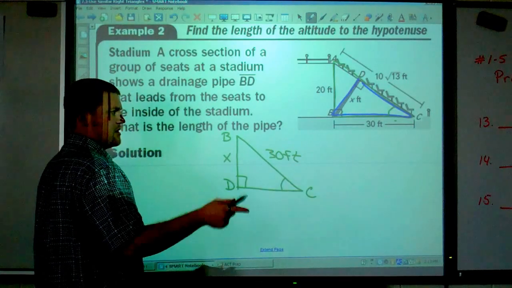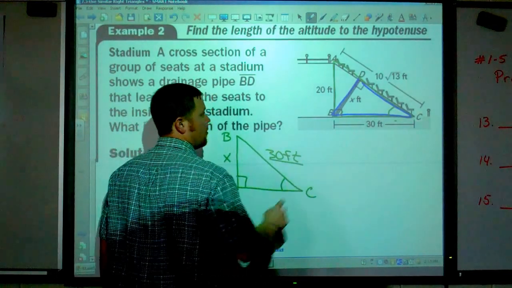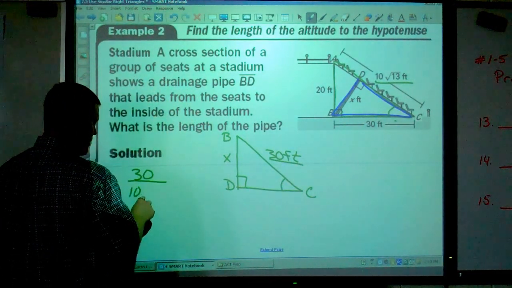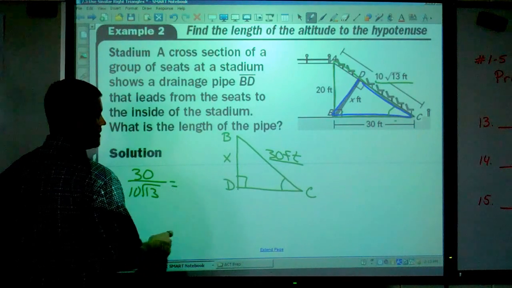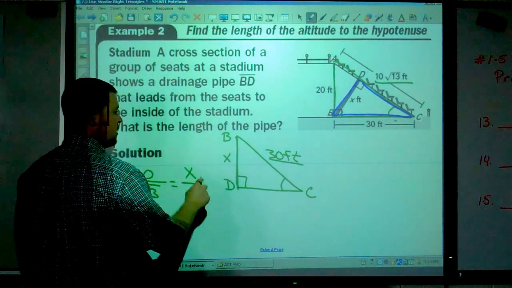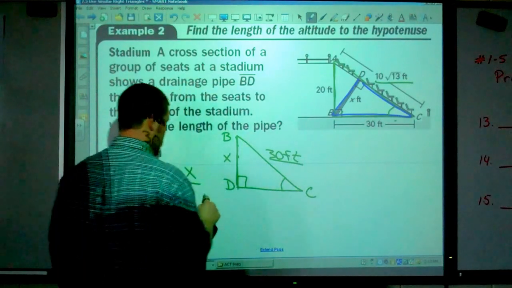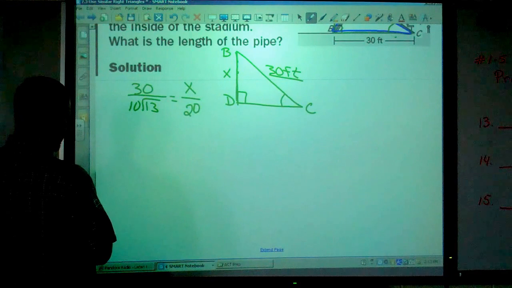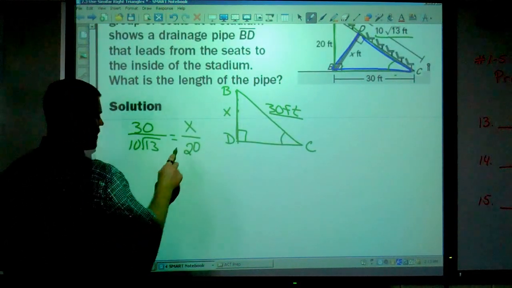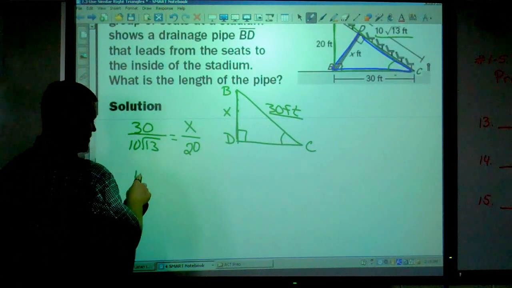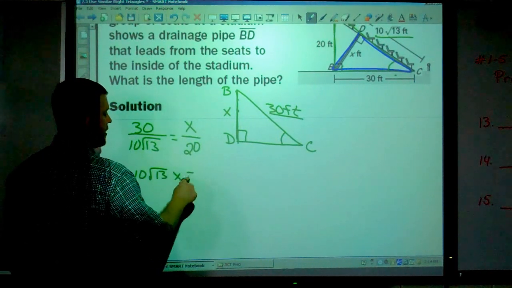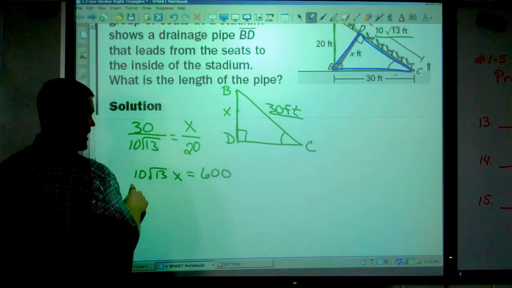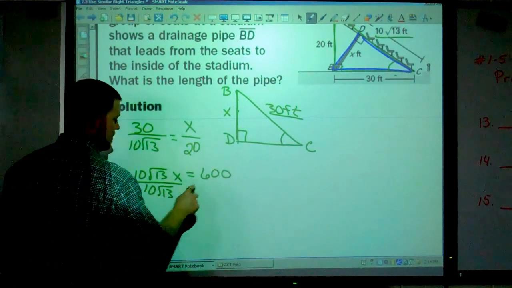Because the triangles are similar, sides are proportional. 30 corresponds with 10 square root of 13. 30 to 10 square root of 13 equals x to 20, since x corresponds with 20. So what is the length of the pipe? We have 10 square root of 13 times x equals 20 times 30, that's 600. Divide by 10 square root of 13.